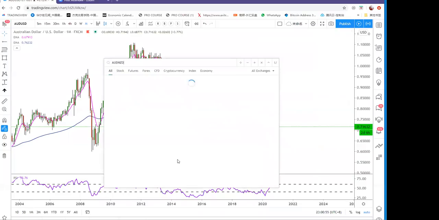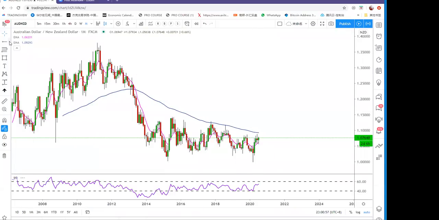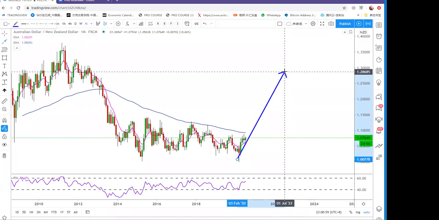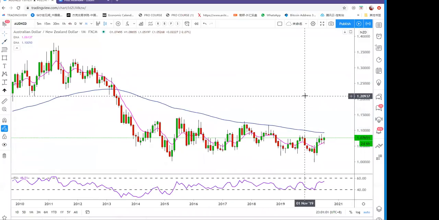By the way, you can check Aussie versus Kiwi. Aussie versus Kiwi is going up. So I think buying Aussie first. If you hold Kiwi, you have to be more patient because Kiwi may be lagging behind Aussie.